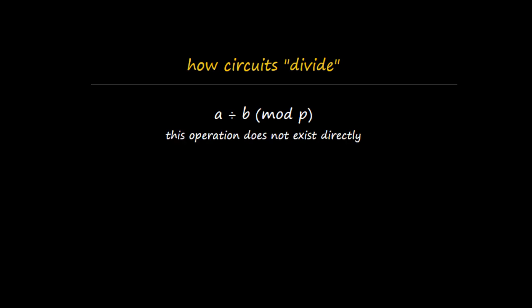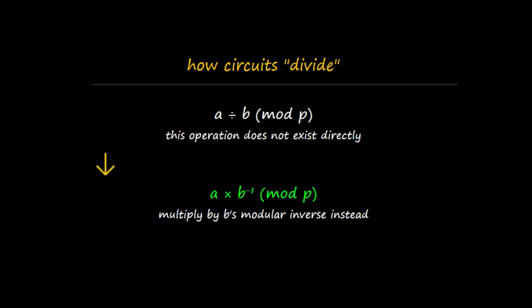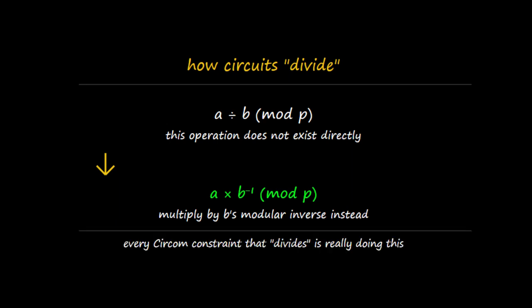Why ZK needs this? Circom and every ZK circuit divide by multiplying by a modular inverse. There's no division operation inside a finite field. a divided by b mod p doesn't exist directly. Instead, we compute a times b inverse mod p. Every Circom constraint that divides is really doing this underneath.